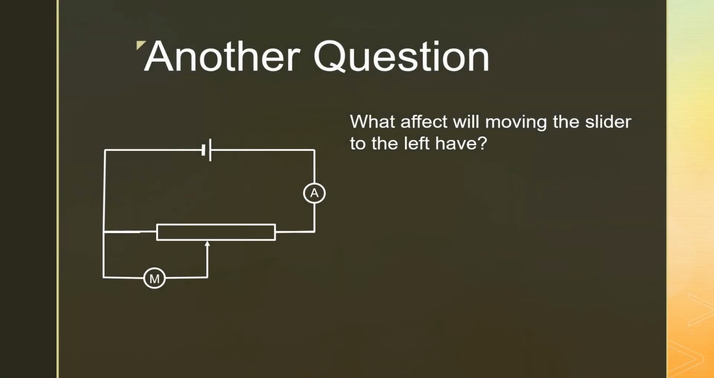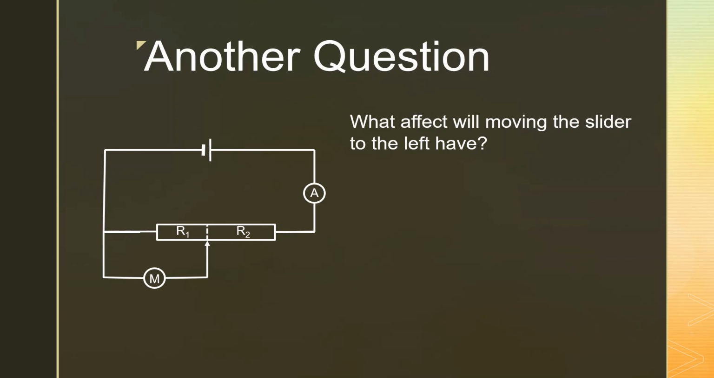Okay, I've got one more question before we finish. What effect will moving the slider to the left have on this motor? So, like I said, I think it's always easier to label these up. You don't have to do this, but in terms of your thought process, I always like to put a little dash line where my slider is and label either side of that R1 and R2.